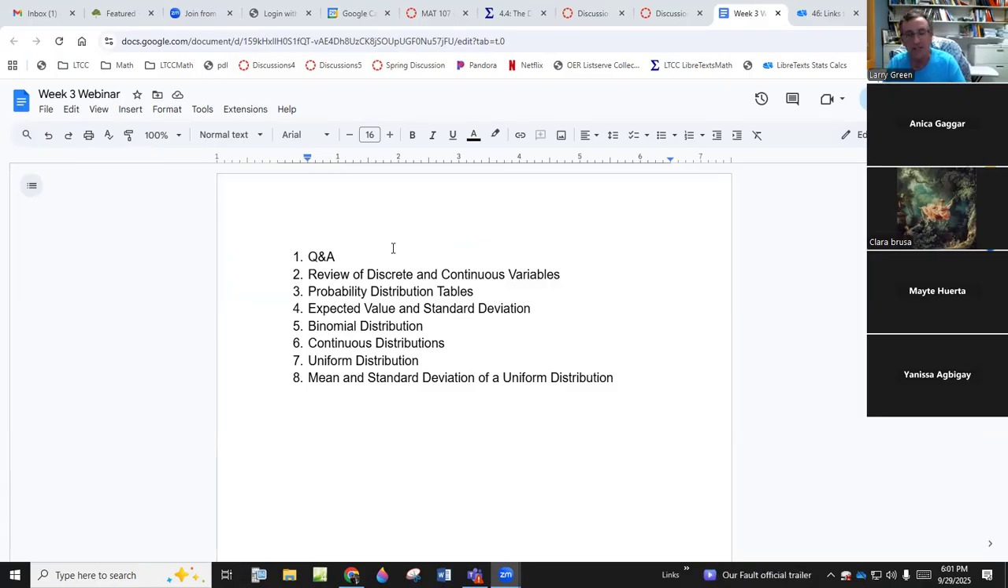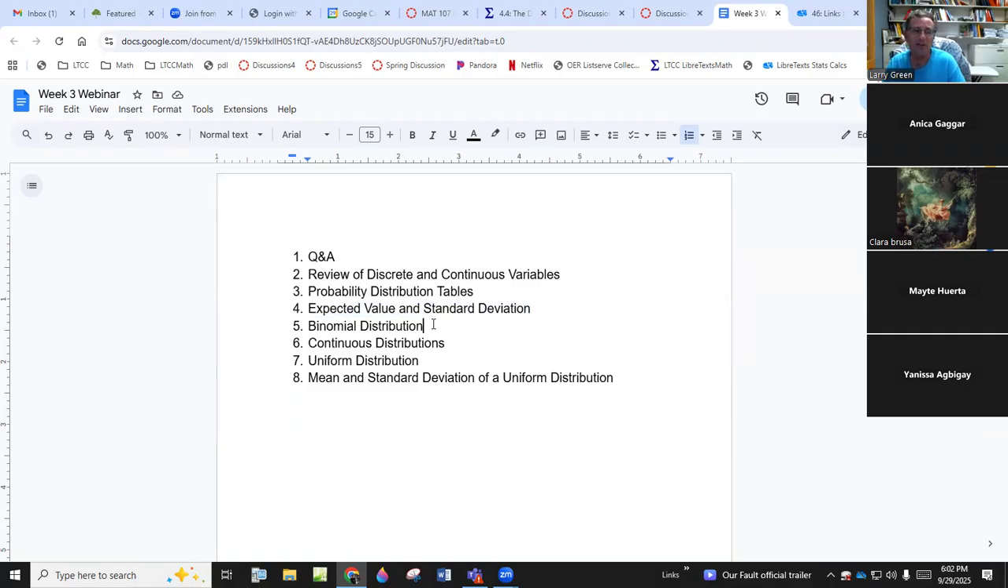We have two chapters, chapter 4 and chapter 5. Chapter 4 talks about discrete and continuous variables, so I'll review what those mean. That was also in the first week, but you might have forgotten, so I'll talk about them again. Then we'll talk about a probability distribution table. Given some information about probabilities, how do we make a probability distribution table? Then we'll talk about the expected value and the standard deviation based on a discrete random variable.